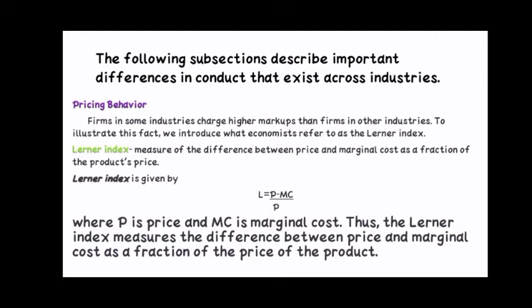First is the pricing behavior. Pricing behavior is defined as the firms in some industries charging higher markups than firms in other industries. To illustrate this fact, we introduce what economists refer to as the Lerner Index. The Lerner Index measures the difference between price and marginal cost as a fraction of the product's price. The Lerner Index is given by the formula L = (P - MC) / P, where P is the price and MC is the marginal cost. Thus, the Lerner Index measures the difference between price and marginal cost as a fraction of the price of the product.